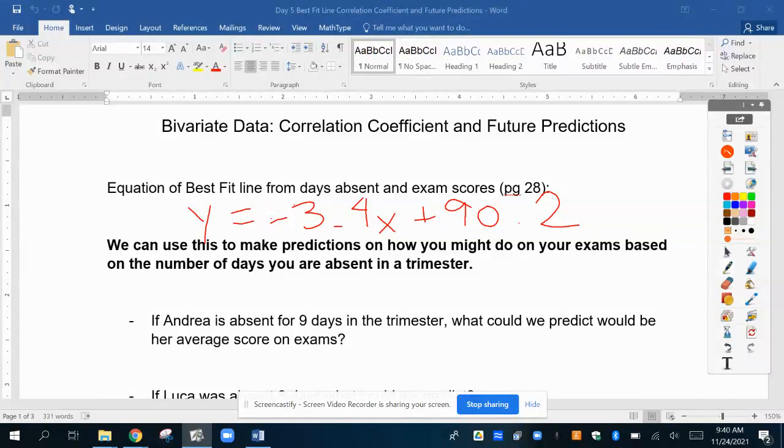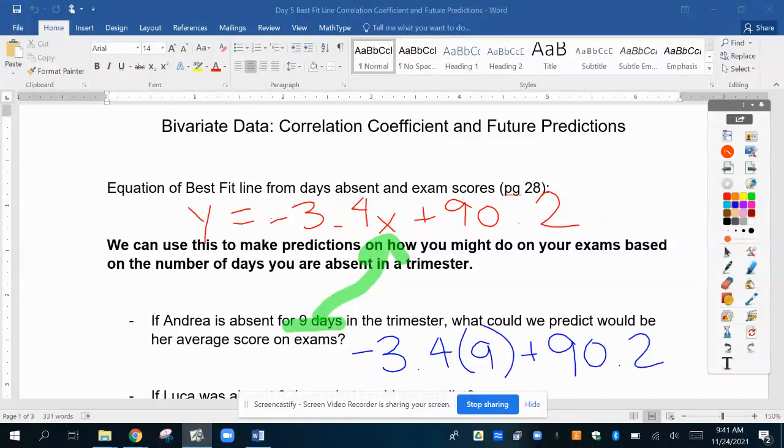For example, if another student, Andrea, is absent for 9 days in the trimester, what might we predict her average score on the exams would be? If we can identify a new x value, we can plug it into x in the equation. So instead of negative 3.4 times x, we say negative 3.4 times 9 plus 90.2. You can use a calculator, and we get an answer of 59.6. So our prediction is that if Andrea misses 9 days of school in the trimester, her exam score would be 59.6%.